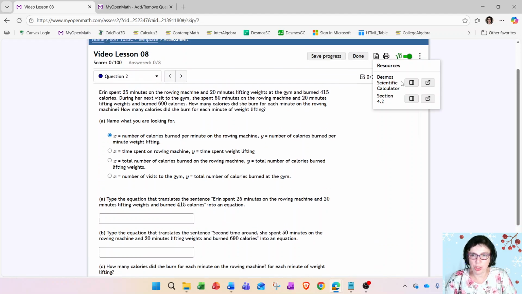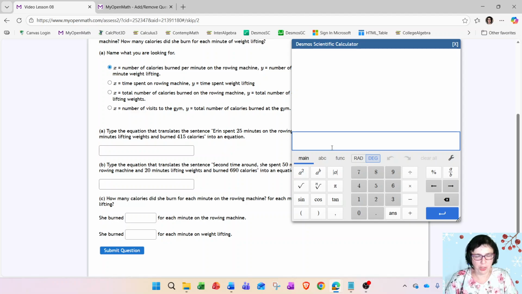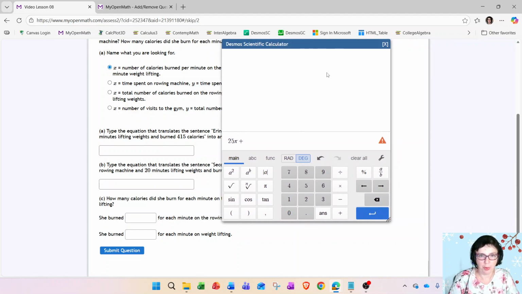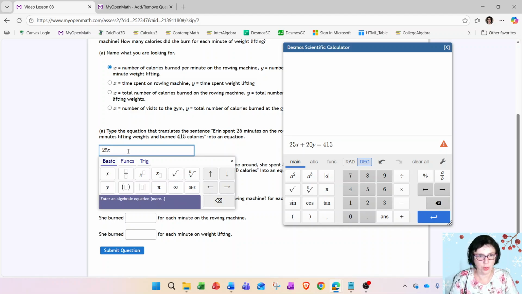The first equation, I'll just type in Desmos instead of writing. So the first equation is going to look like 25x. That's the calories that she spent on the rowing machine. And then for the weightlifting, it would be how many minutes? 20 minutes. And for each minute is y calories. And we want to add them up, right? So it would be 20 times y. And that should be a total of 415. That's your equation number one.